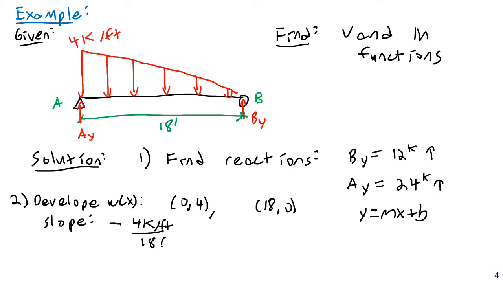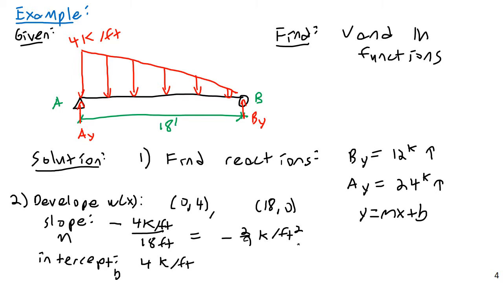divided by 18 feet. And we'll have a very interesting unit for our slope: negative 2/9 kips per foot squared. Isn't that lovely? And then the intercept, well, this is easy. Slope is m, intercept is b, and that's going to be 4 kips per foot. Put these together and we get w as a function of x equal to 4 minus 2/9 x.